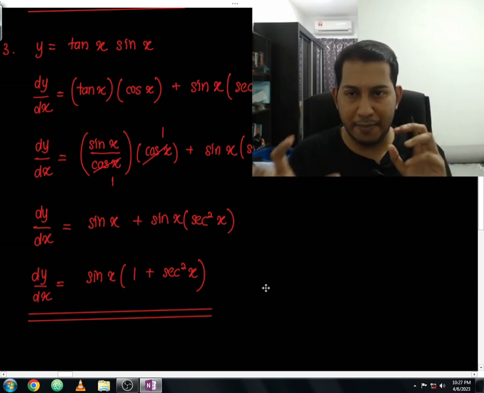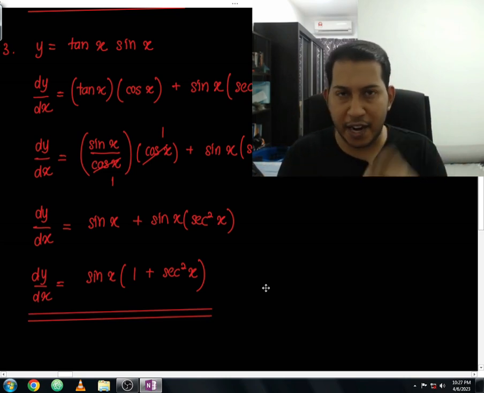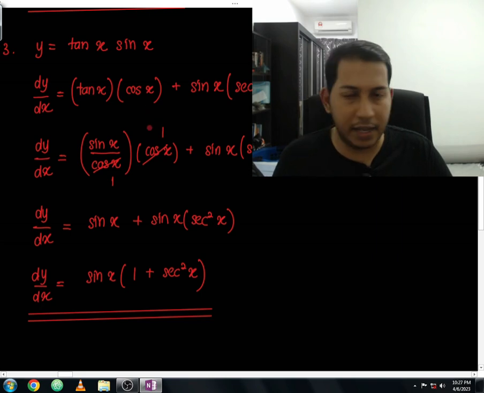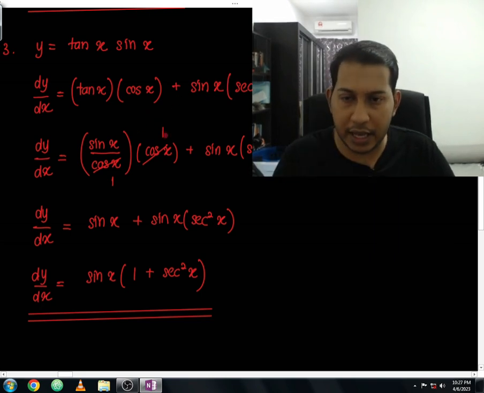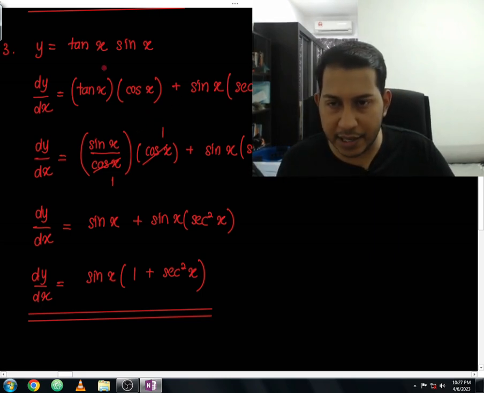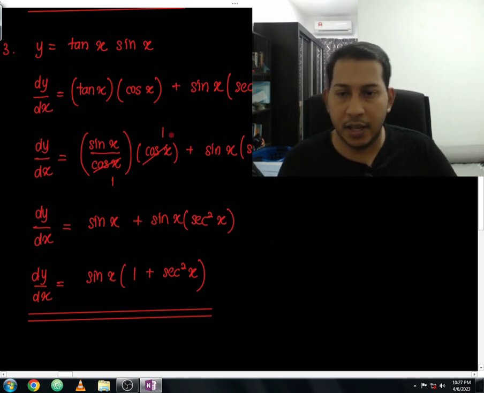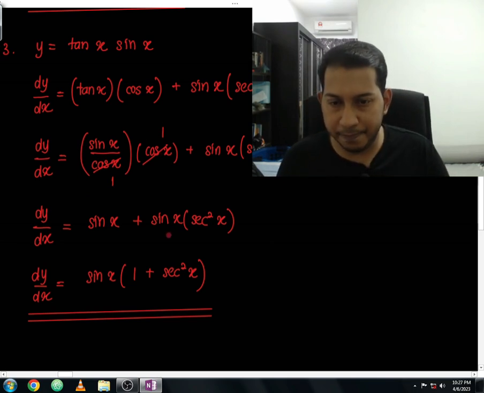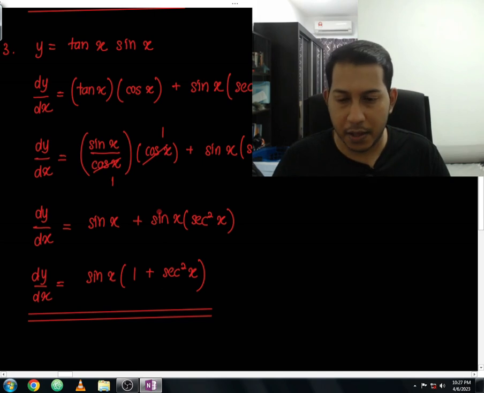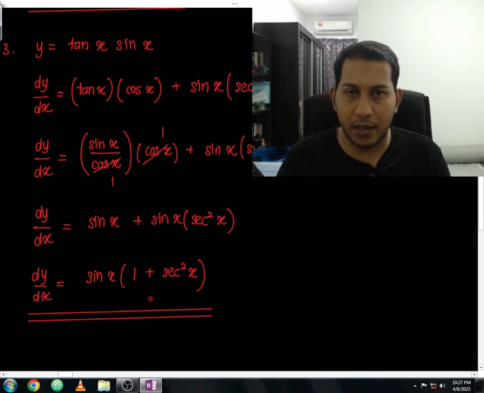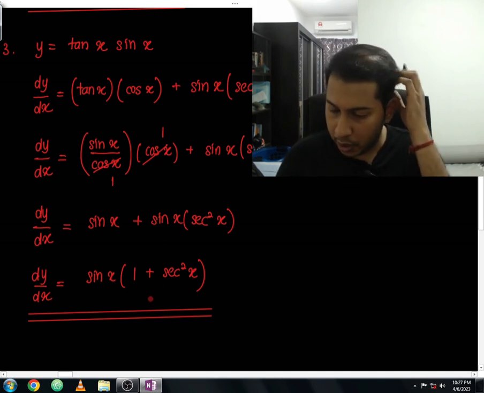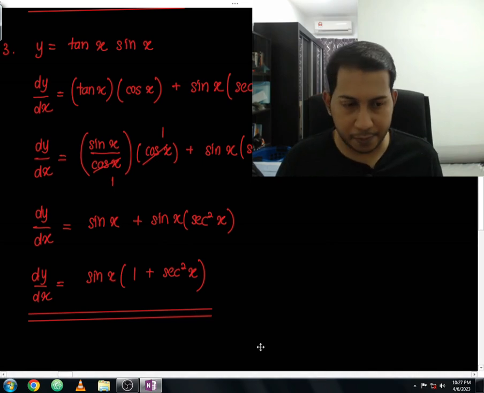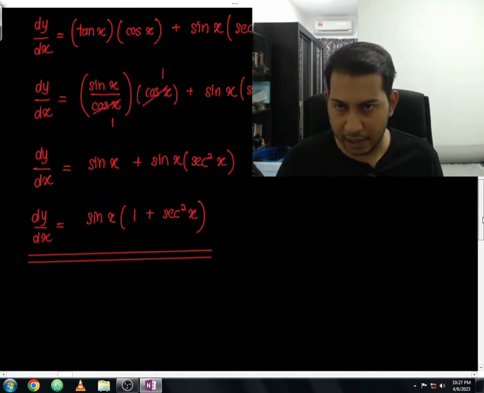Let me just repeat quickly what we have done for example 3. Similar case, we have applied the product rule, and then from here we break down tangent x as sine x divided by cos x. We perform some simplification and then we factor out the sine x. So that's how we get the answer for question number 3. Okay, so let us proceed to another example.